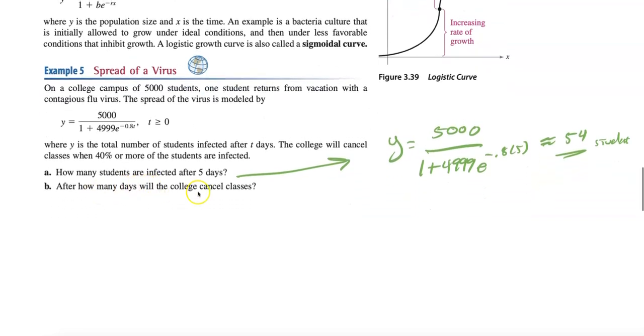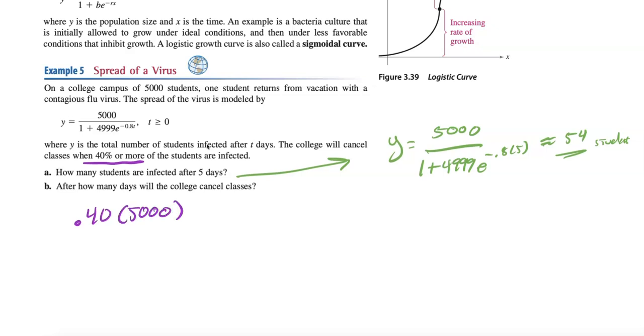Next, after how many days will the college cancel classes? So remember, they cancel classes when 40% of the students are infected. 40% or more. So the main thing there is to figure out what that is, and then we can plug it in. So 40% of the students, well, how many students are there? 5,000.